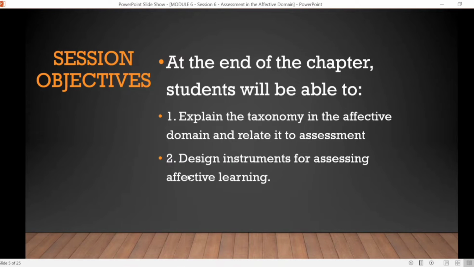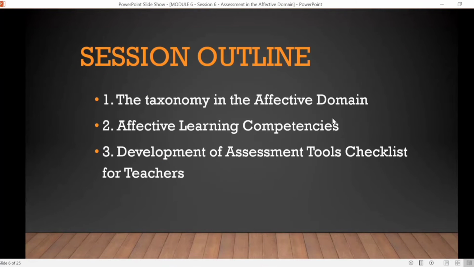Okay, next is to design instruments for assessing affective learning. Okay, last time, I already introduced to you some instruments or tools that we use in assessment. Alam niyo na ang rubric.